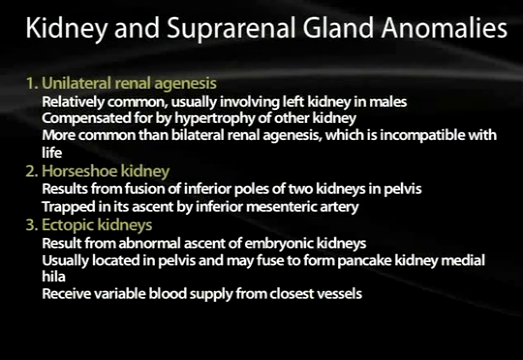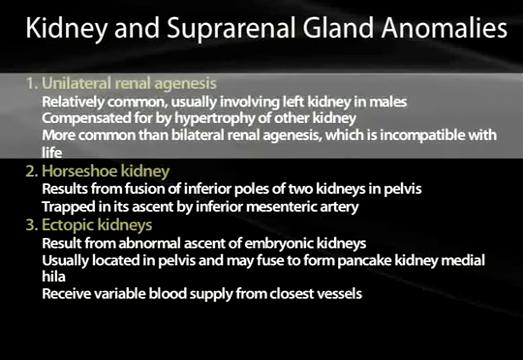Here are a few more developmental problems associated with the kidneys and the adrenal glands. If you have one kidney that's not induced, you'll have unilateral renal agenesis, and that's going to be associated often with oligohydramnios. Although the other kidney can sometimes compensate, and this won't be picked up until later in life.